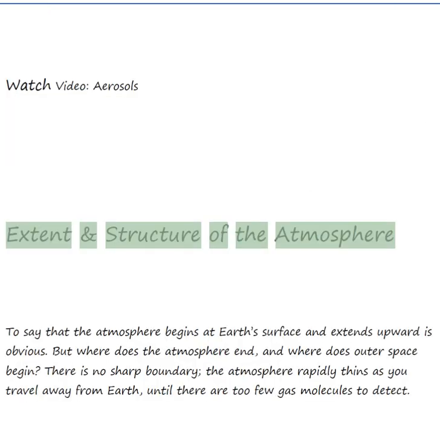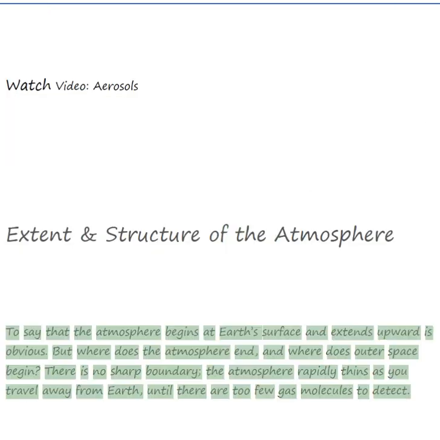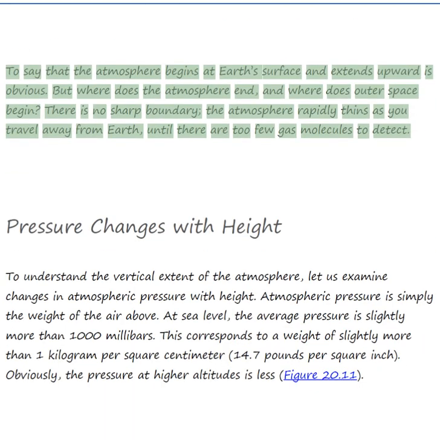Extent and structure of the atmosphere. To say that the atmosphere begins at Earth's surface and extends upward is obvious. But where does the atmosphere end, and where does outer space begin? There is no sharp boundary. The atmosphere rapidly thins as you travel away from Earth, until there are too few gas molecules to detect.